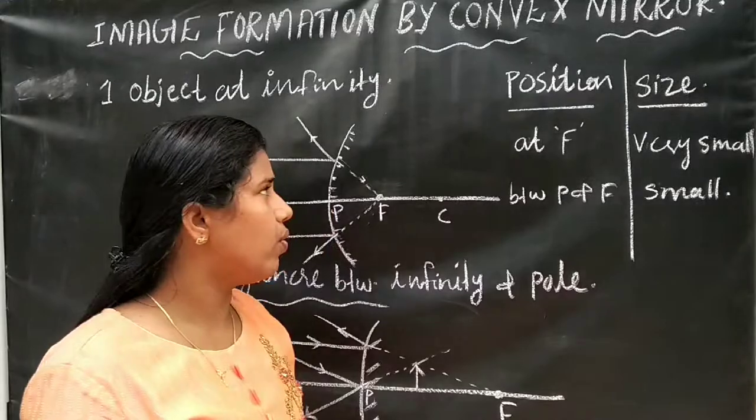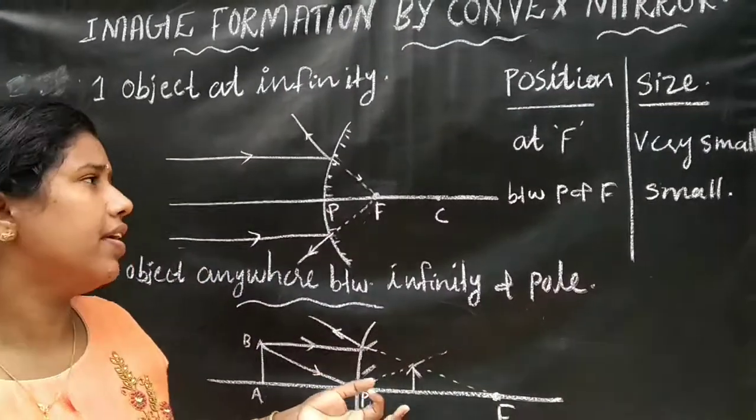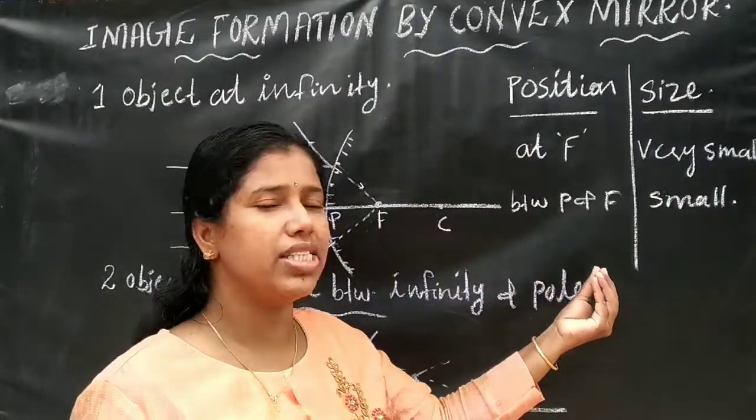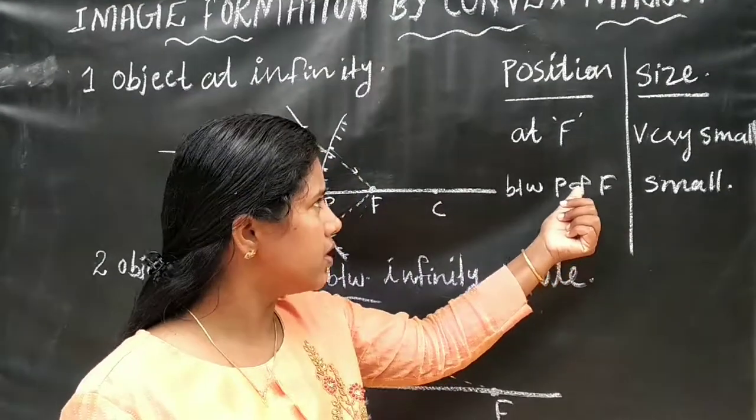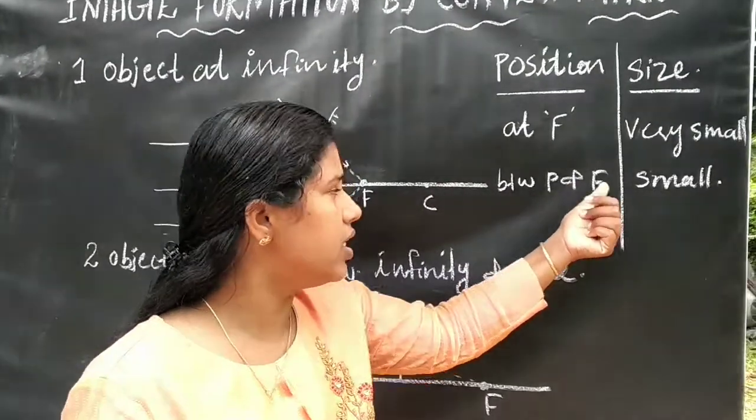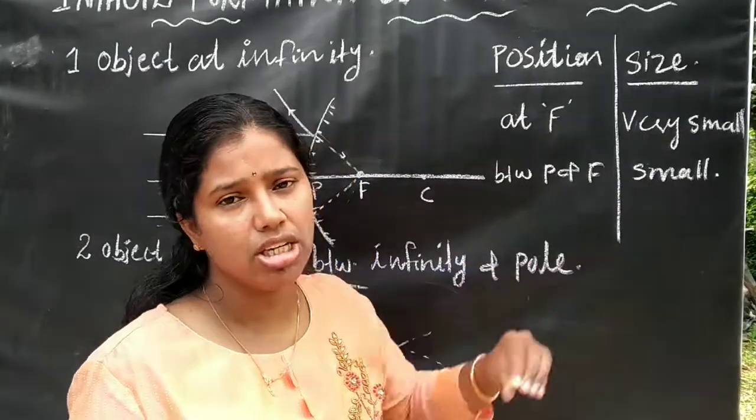In this case, only two cases. First case, at F, the size of the image is very small. Second is between P and F, position of image. Then the size of the image is small.